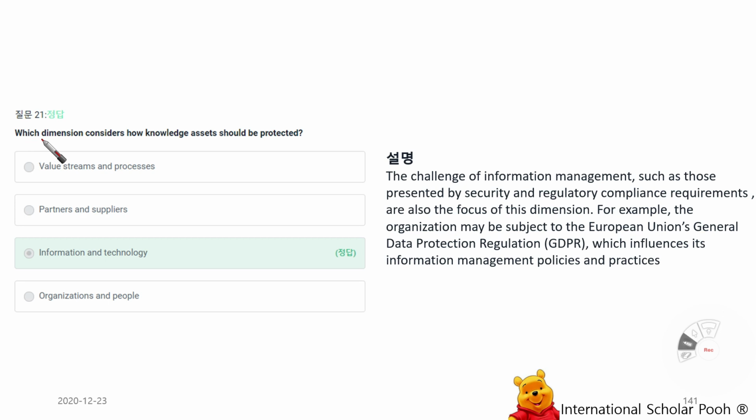Which dimension considers how knowledge assets should be protected? Information and technology. The challenges of information management, such as those presented by security and regulatory compliance requirements, are also the focus of the dimension. For example, the organization may be subject to the European Union's General Data Protection Regulation, GDPR, which influences its information management policies and practices.